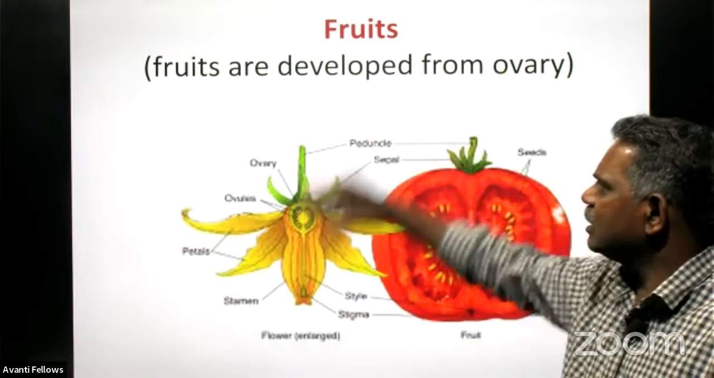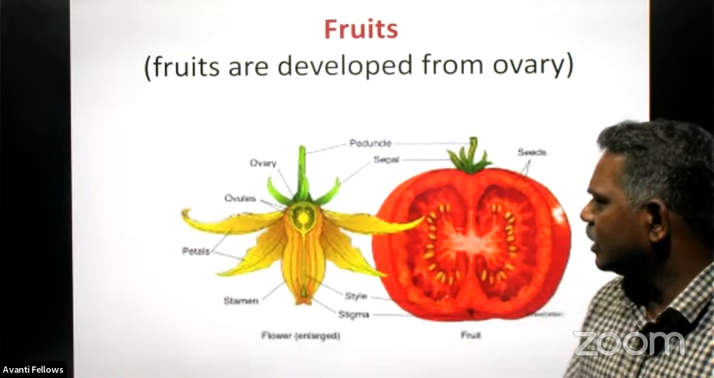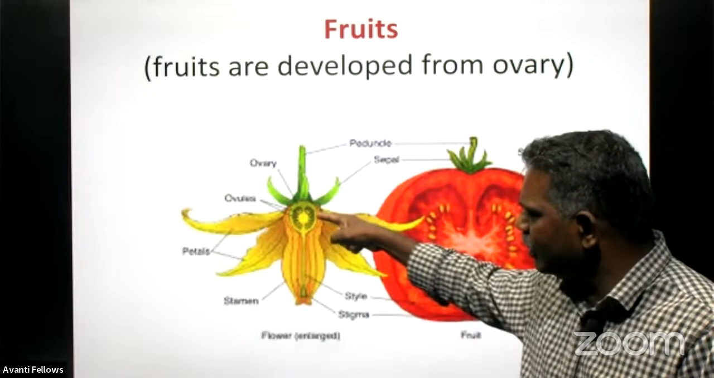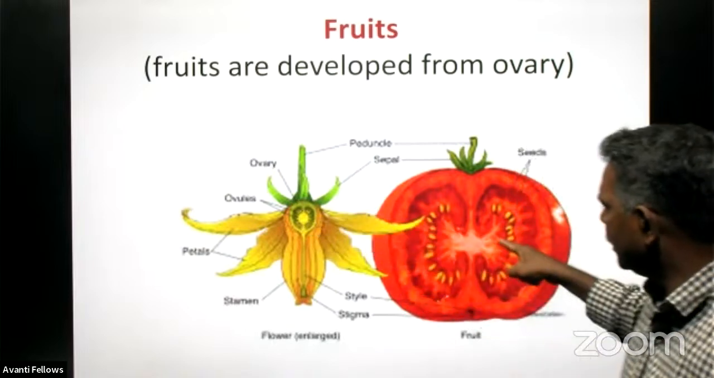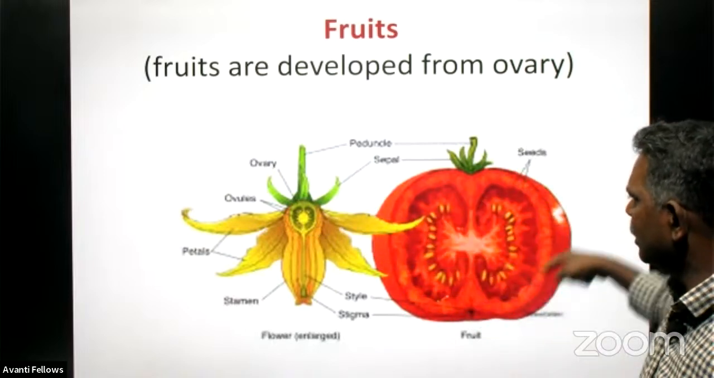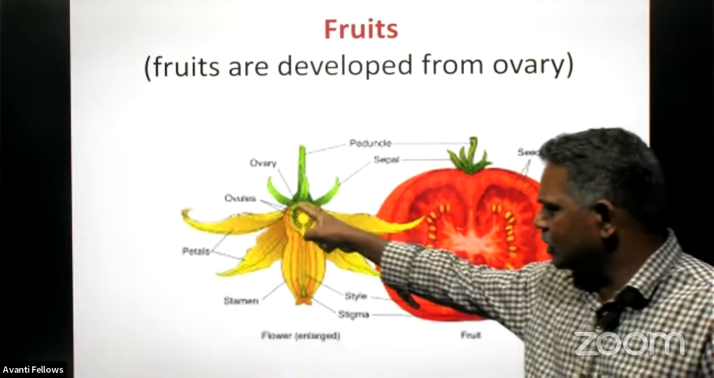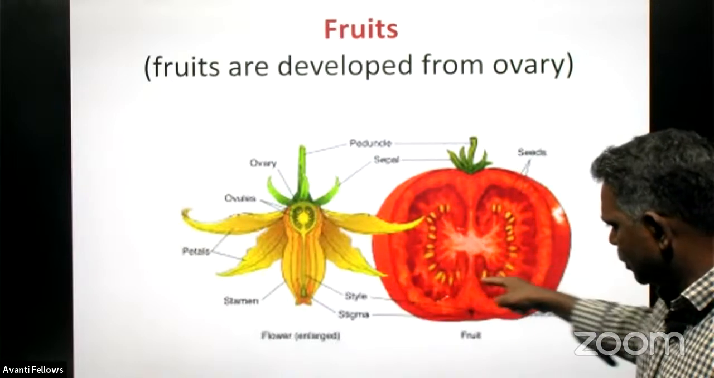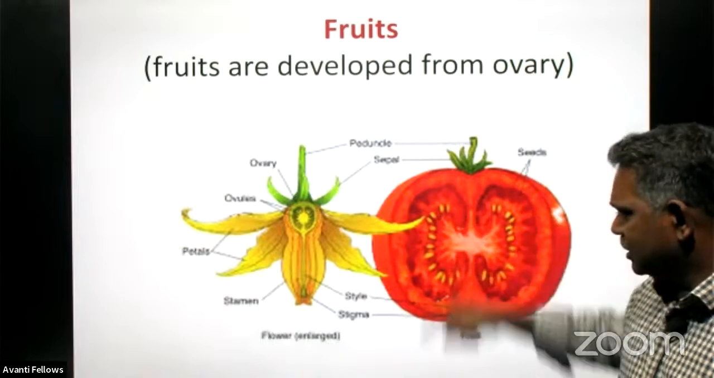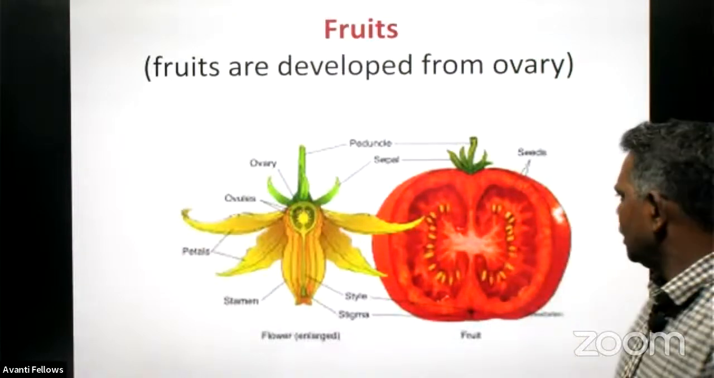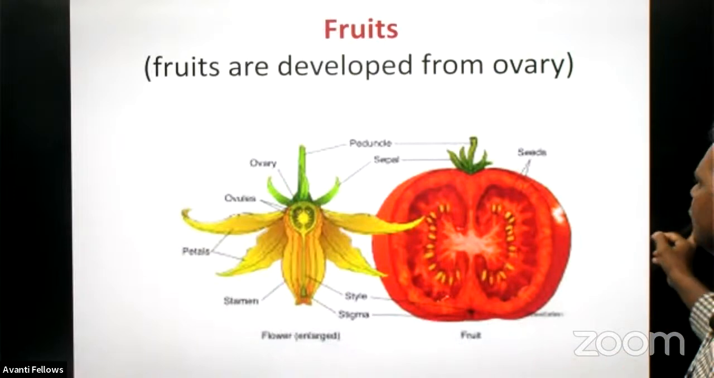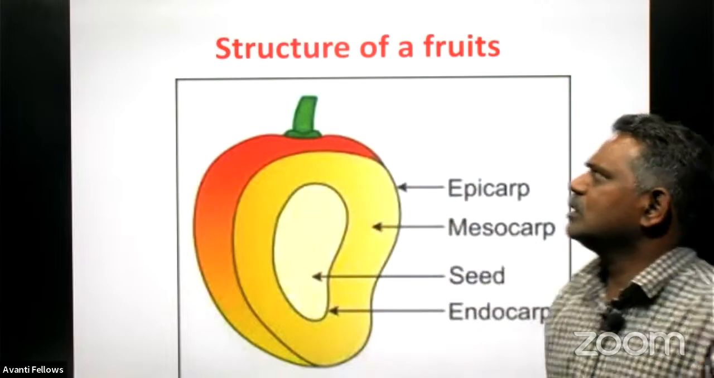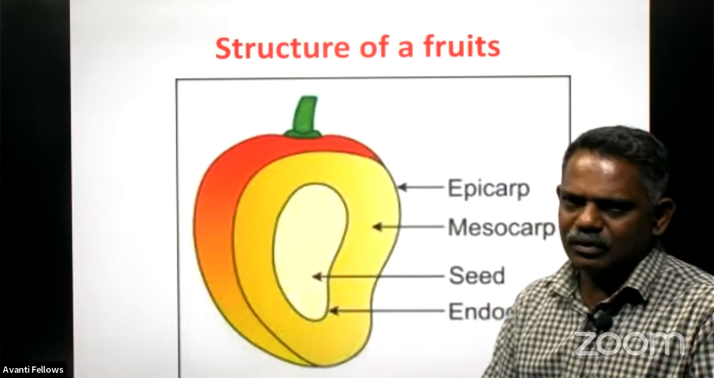And see the development of the fruit from the ovary. This is the ovary part of the flower, and this ovary develops to become the fruit in the late stage, this portion. Many ovules are there in the ovary, and these ovules develop to become what? Seeds inside. So this is the development of fruit from this ovary. And come to the next one, the structure of a fruit.